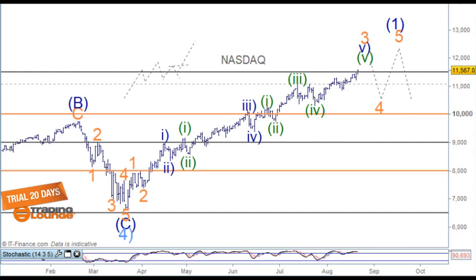Starting with the Nasdaq on the daily chart, and we'll just drill in from here into the intraday, and we'll also have a look at some of the Nasdaq stocks as well and see how they're traveling. And then we'll have a look at the S&P 500.